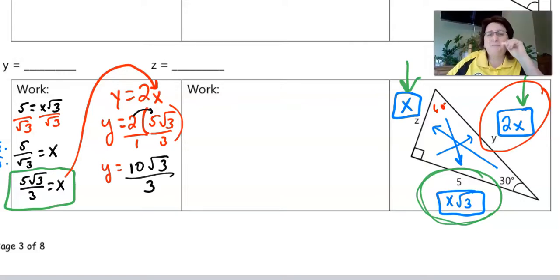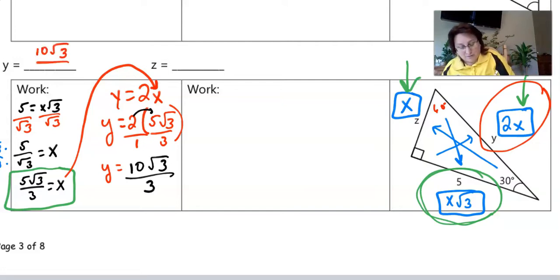Can I simplify that anymore? Nope. If I simplify 10 over 3, it's going to give me a decimal. I don't want that. So, ladies and gents, your final answer for y is 10 square root 3 over 3. That's your value for y. Okay? All right, so do you guys see how I did? I solved for x in the ratio, and then I went and I plugged it in.